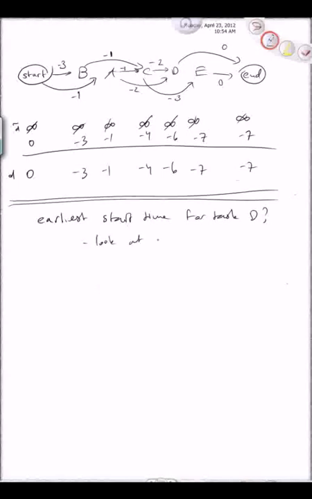So that's one way to do it, is just look at the completion time and subtract the length of D. That would be perfectly fine.